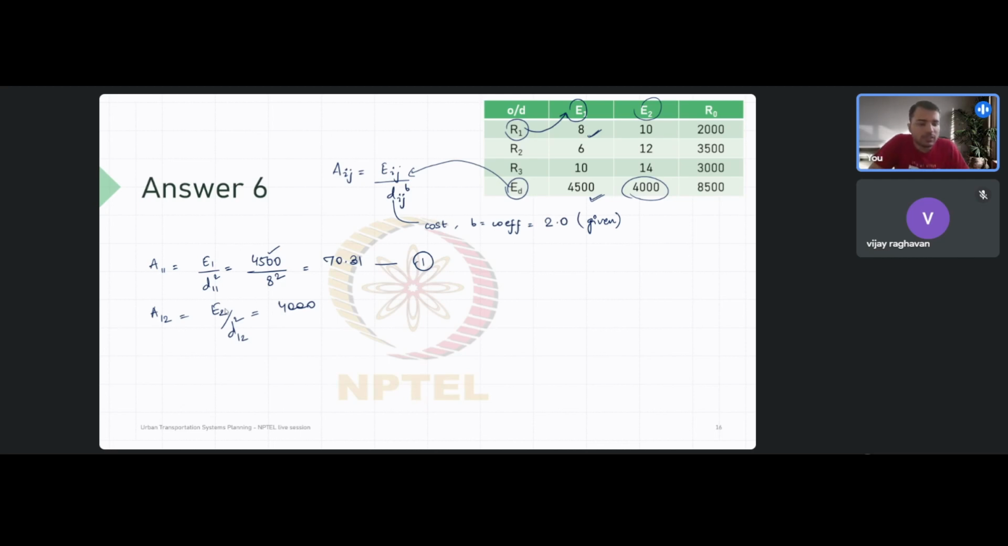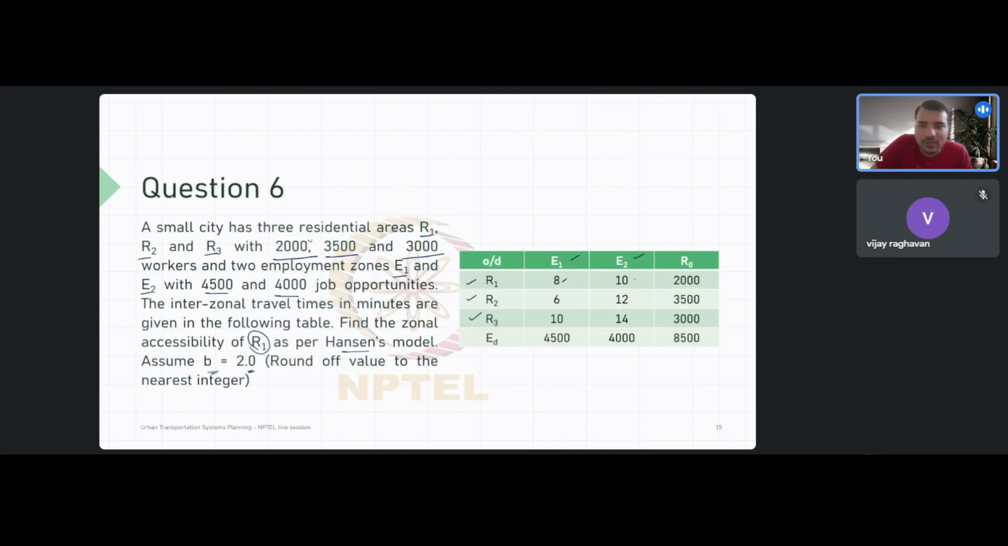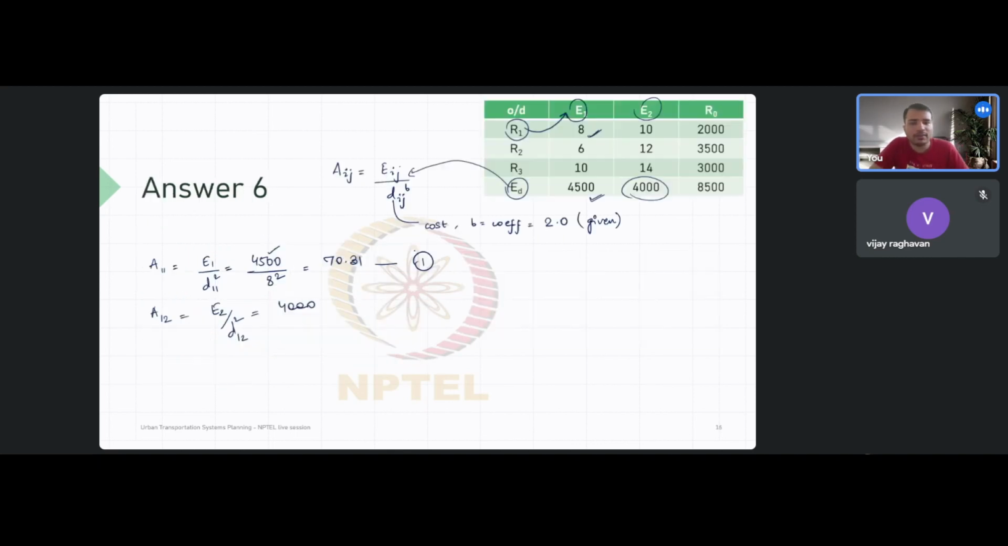So we don't even need to see how many people are living here. That does not matter. What matters is how many people can come at the destination. So first, 4500 can come from zone R1 with a travel time of 8 minutes. So we did that. For zone 2, 4000 can come. But if they are coming from zone R1, we'll divide it by 10 square. So this will be 40.